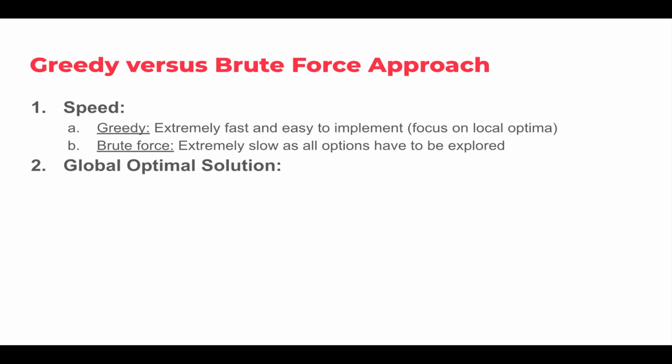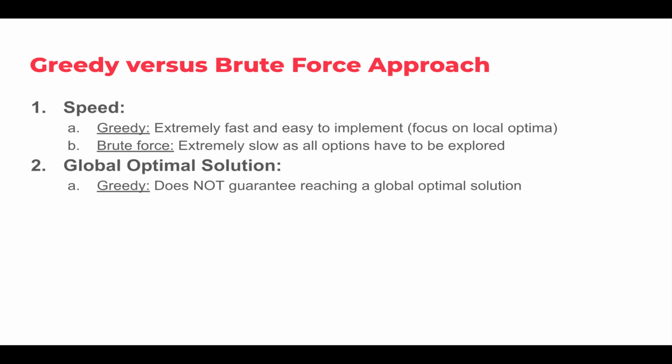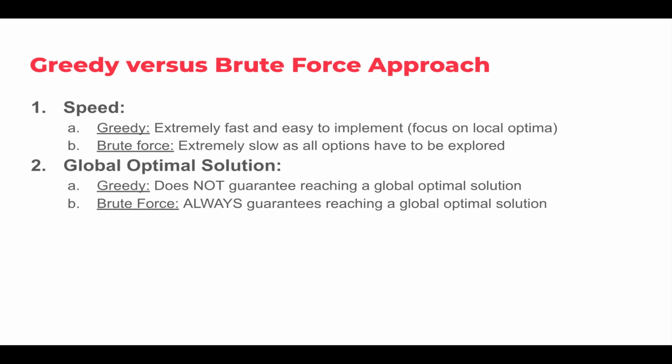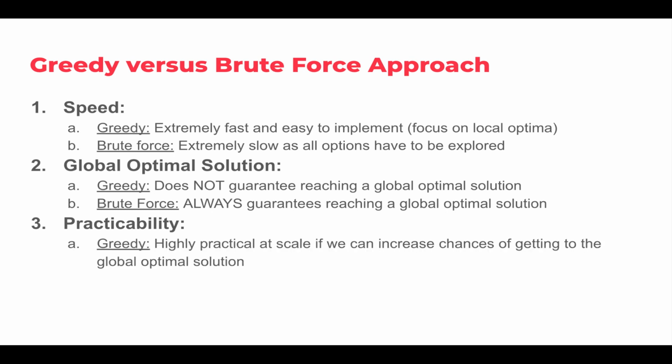The second thing is let's look at the likelihood of these algorithms getting the global optimum solution. So we did say while greedy algorithms are extremely fast, they do not guarantee reaching the global optimal solution. And we've seen this in an example while trying to find the shortest path between A and F. Whereas for the brute force one, it will always guarantee reaching the global optimal solution because it has to explore each and every single option available. So it's going to explore all routes available to be able to find what solution is most optimal. But now let's go ahead and ask ourselves, how practical are these two algorithms?